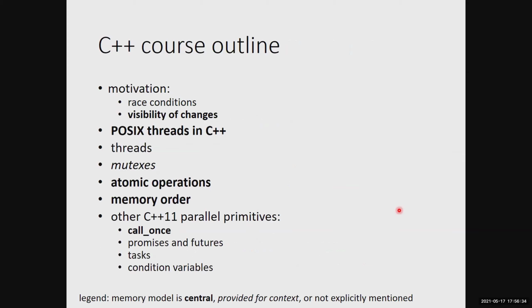So this is a brief outline of the course, the different parts of the course, and what the different fonts are supposed to highlight. If it's in bold, it means that it's mostly about the memory model. If it's in italics, which is only this one, that means that the memory model is somewhat involved, but it's not the main focus of this section. And the rest doesn't really deal with the memory model. So as you can see, the memory model starts fairly early in the course. It's quite important, but it's not everywhere. So that's how we've ended up doing it.